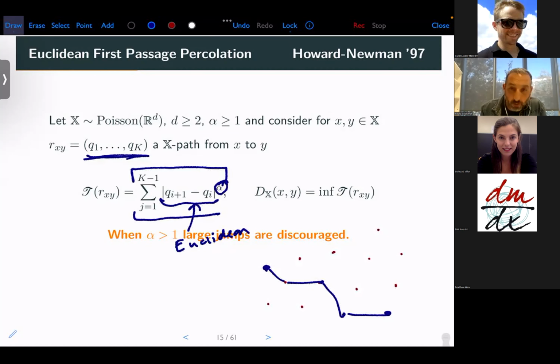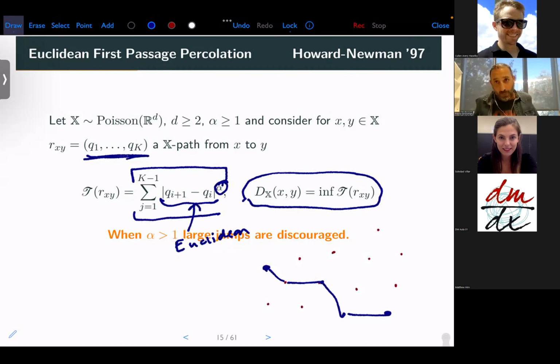Then you raise each length to a power alpha. It's easy to see that if alpha is 1, you do nothing, there's no power there. Then you consider the path with smallest cost, so you get some kind of optimal path with respect to this cost. As I said, when alpha is 1, the optimal path is just to go directly from your point, let's call these x and y. The optimal path for alpha equal to 1 is just to go straight from x to y.